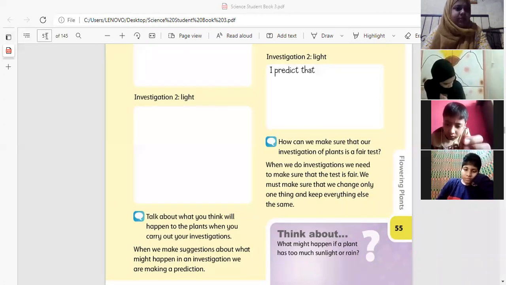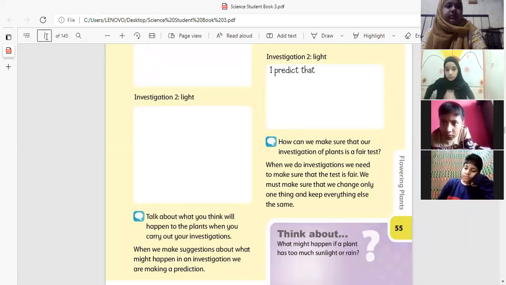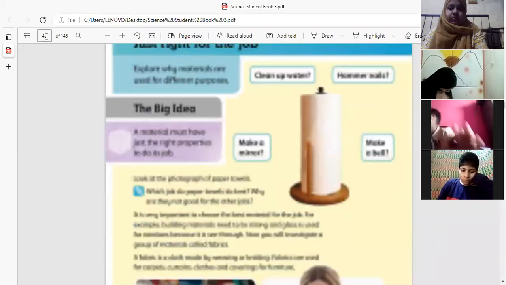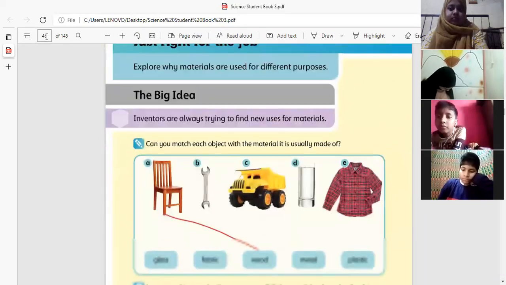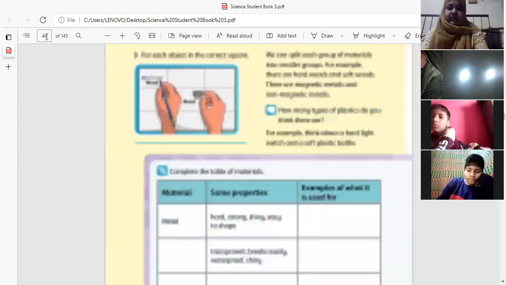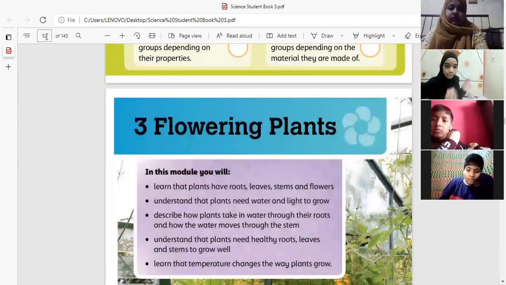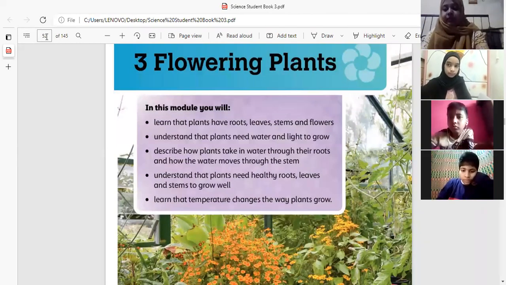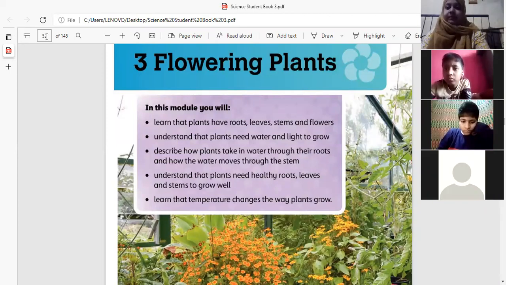Can somebody assist me with the page number of flowering plants? Material we revised. Flowering plants. Great. So what are the different parts of the plant? Leaf, stem, flower, and root. Very good.